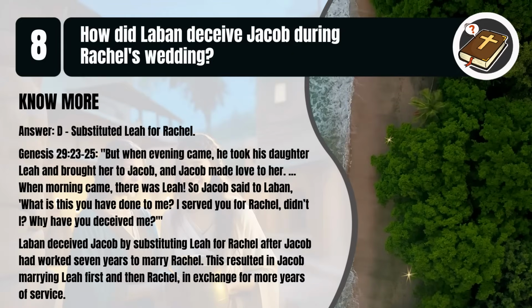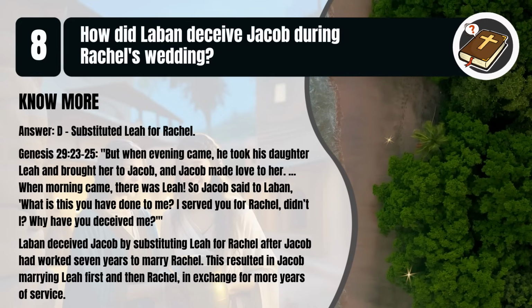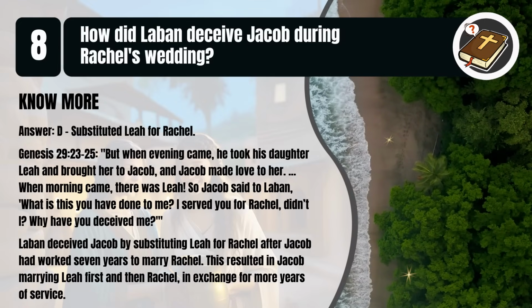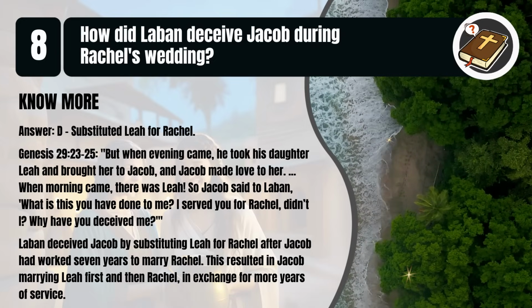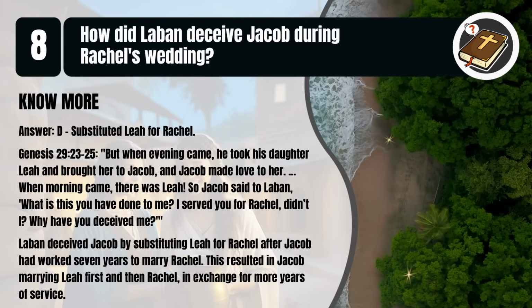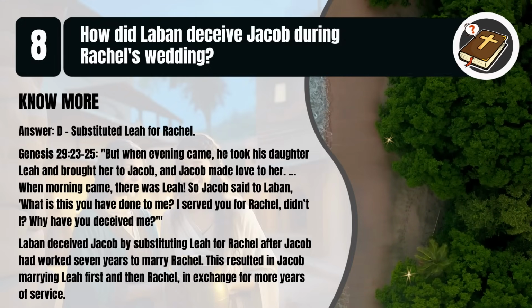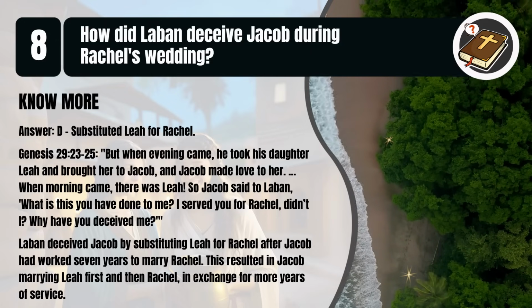That's D, substituted Leah for Rachel. Genesis chapter 29, verses 23 to 25. But when evening came, he took his daughter Leah and brought her to Jacob, and Jacob made love to her. When morning came, there was Leah. So Jacob said to Laban, What is this you have done to me? I served you for Rachel, didn't I? Why have you deceived me?